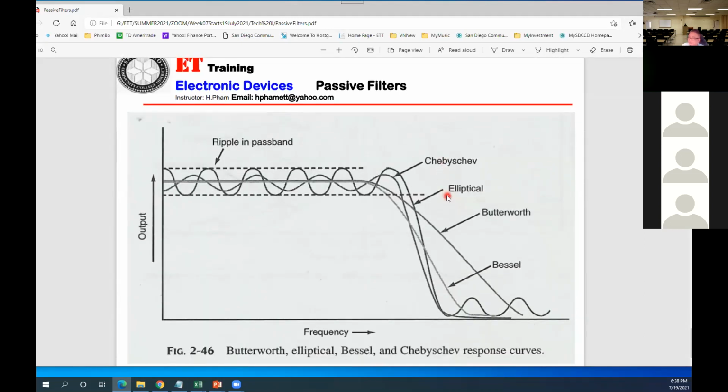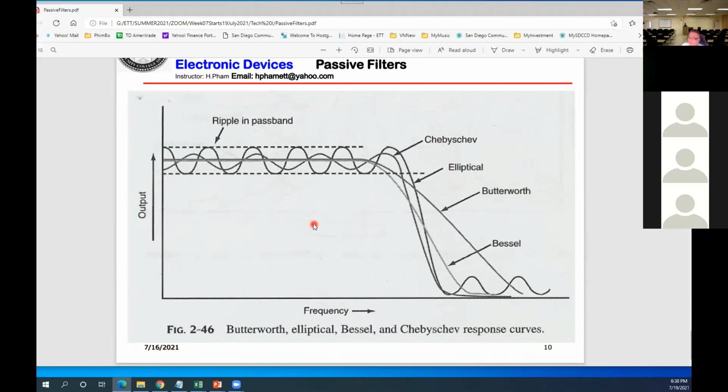Low pass filter. And now another one that is given to you. This is a filter from the designer: Chebyshev, elliptical, Butterworth, Bessel. Same low pass filter. And now which one will be good or which one is not? And do you understand the ripple here? What is it?